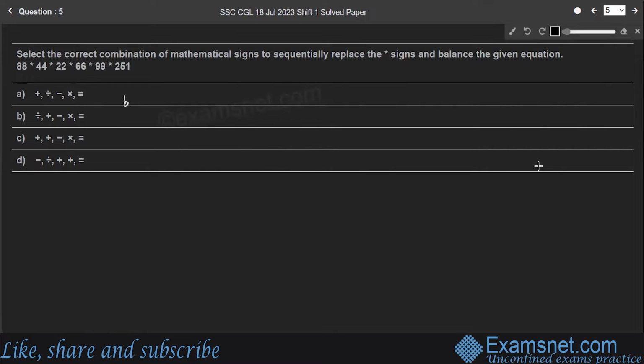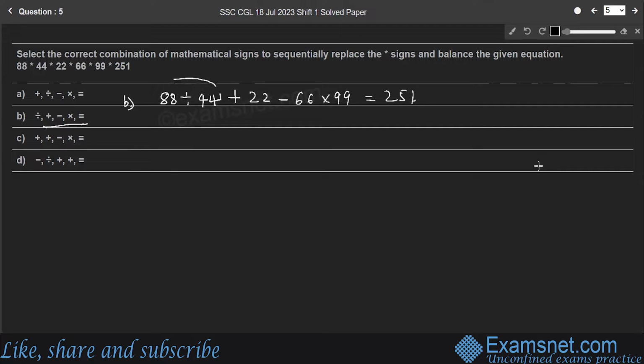Consider option B. Replace the asterisk signs with corresponding mathematical signs. 88 divided by 4. So according to option B, 88 plus 44 divided by 22 minus 66 into 99 is equal to 251.